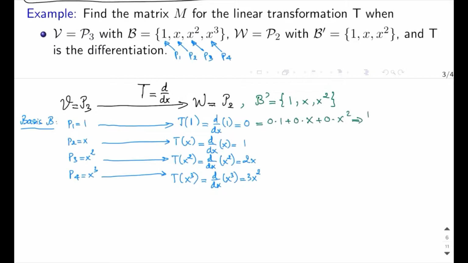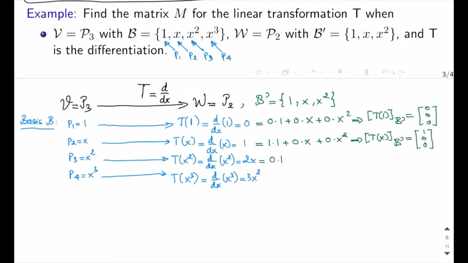And so we have the coordinate of T of 1 with respect to B prime is going to be 0, 0, and 0. T of x is going to be 1 times 1, 0 times x plus 0 times x squared. So with respect to the basis B prime, T of x will be represented as the coordinate vector 1, 0, 0.